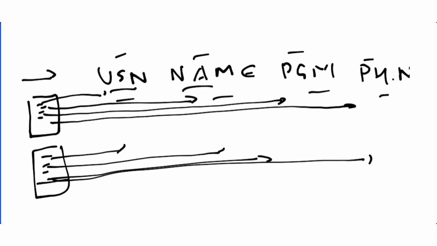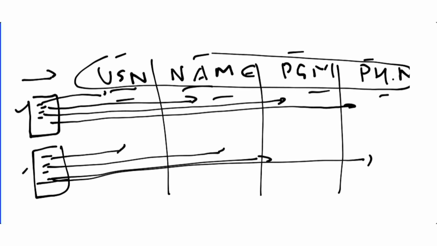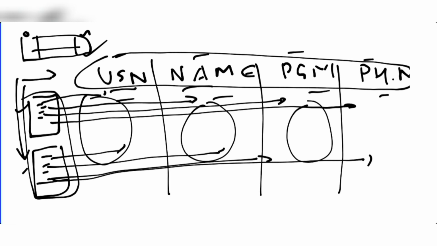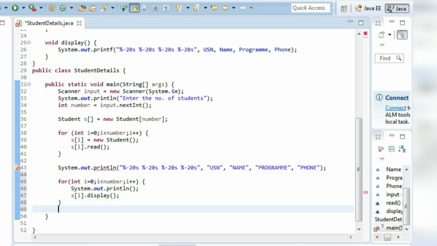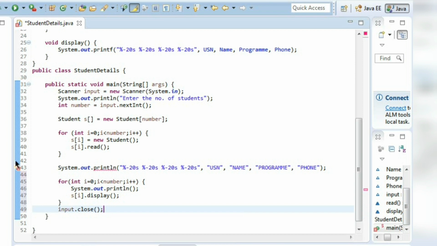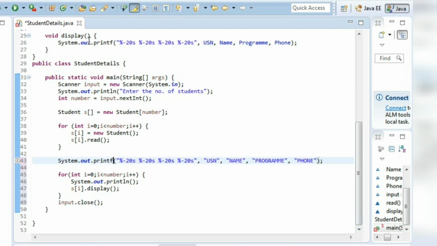In that way we will be printing each object's USN and other values under the main headings. These main headings are printed by the main program, and the individual values are called by the function using a for loop. Using the for loop, we print all the objects' values from the array, from 0 to n. So this is the code for displaying the student details. Then finally we have to close the input which we had used, input dot close. Now let's run and see how the code works.